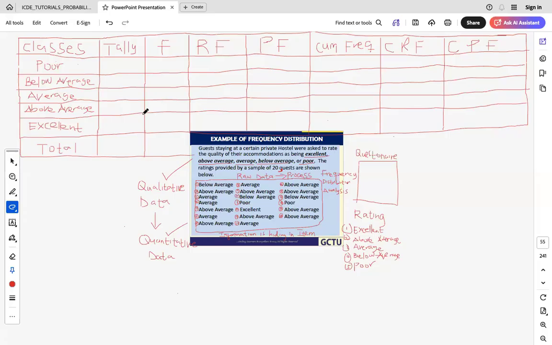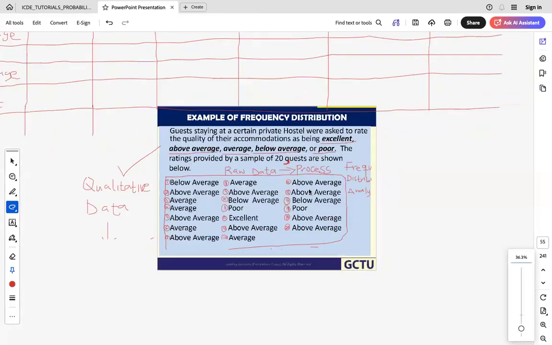So this is our plan. We are grouping the data into poor, below average, average, above average, and excellent. Then we use the information table, which will pick its source from these classes. So let's go and do the tally. Let's start with poor. Let's check how many chose poor, and then we tally and write the frequency.